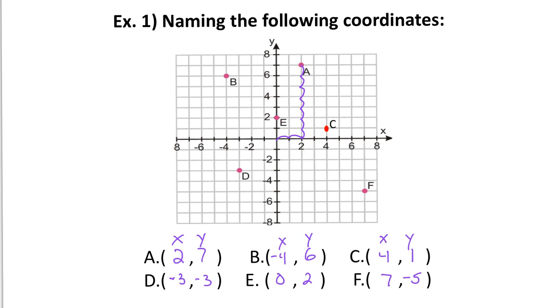And you guys have the points. So you guys found the points. Now let's go ahead and graph. So we're going to go the opposite direction. I'm going to give you a coordinate, and you guys will graph the point.